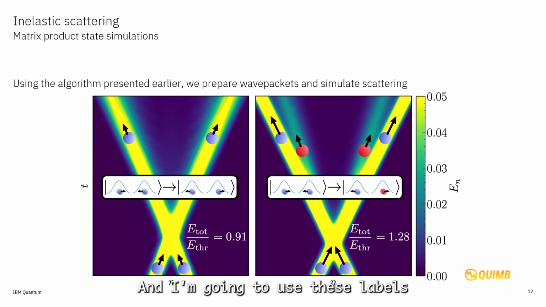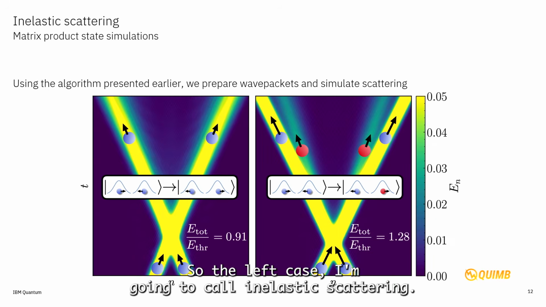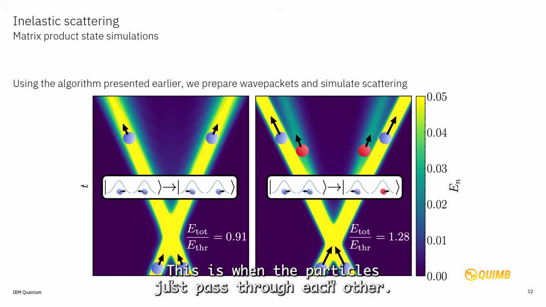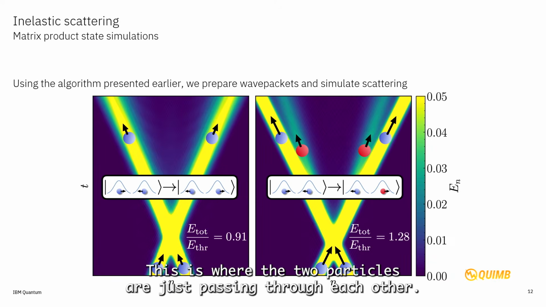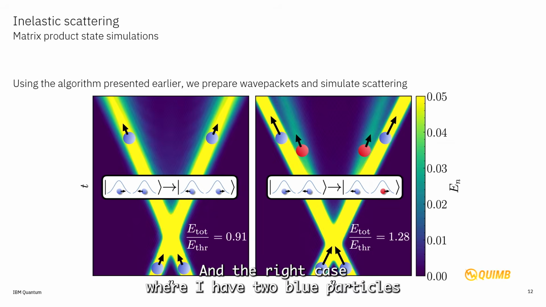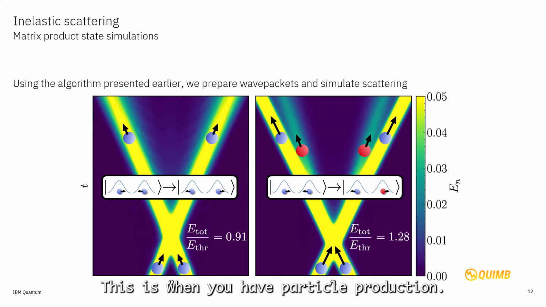And I'm going to use these labels a few times throughout the talk to separate these two cases. So the left case I'm going to call elastic scattering. This is when the two particles are just passing through each other. And the right case, where I have two blue particles and end up with one red and one blue, I'm going to call inelastic scattering. This is when you have particle production.